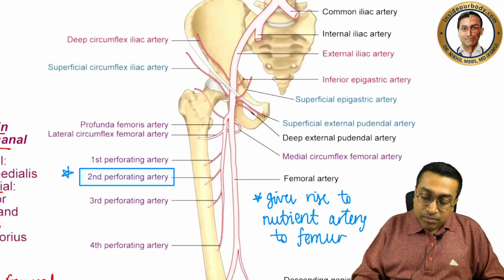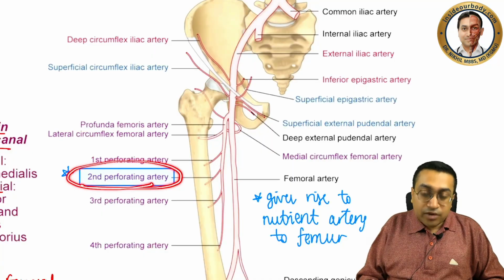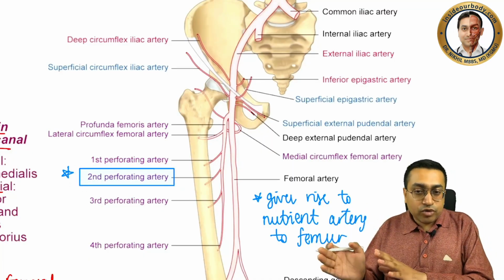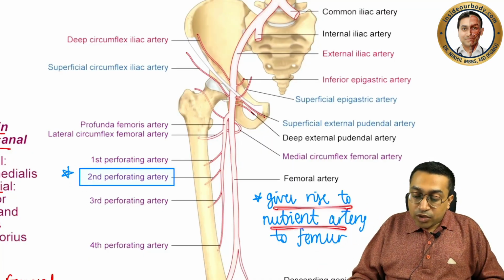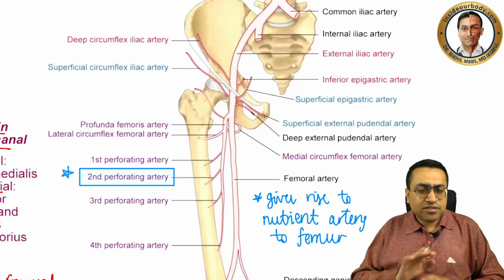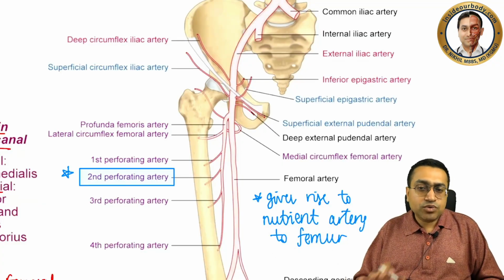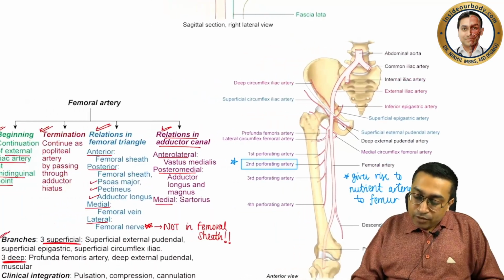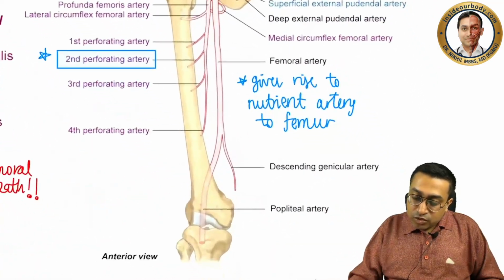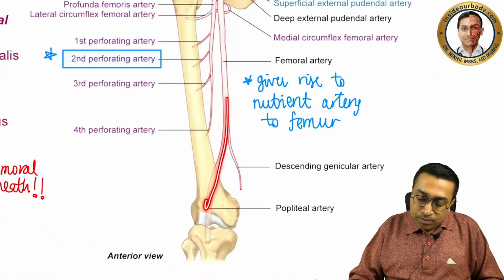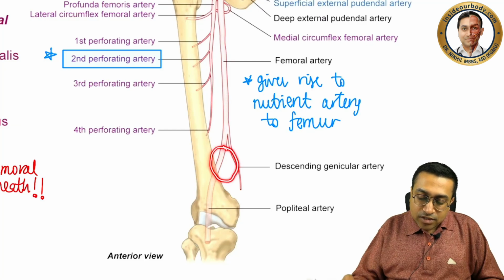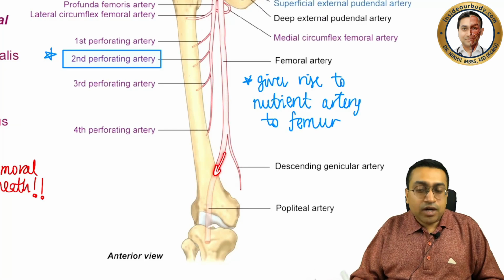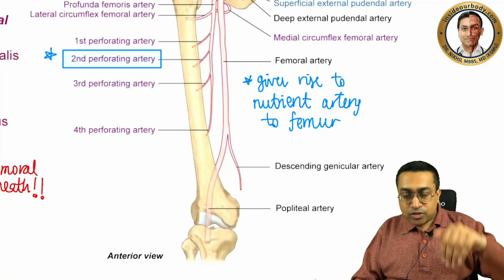Another thing to remember, out of all these perforating branches, the second perforating artery coming from the profunda femoris only, this gives rise to the nutrient artery of the femur. Excellently important question asked in MCQs multiple times. Okay. All right. Then you can also see the termination, that is to the popliteal artery. So here would be the adductor hiatus. From here onwards, the popliteal artery would be going backwards. Okay, in the popliteal fossa.